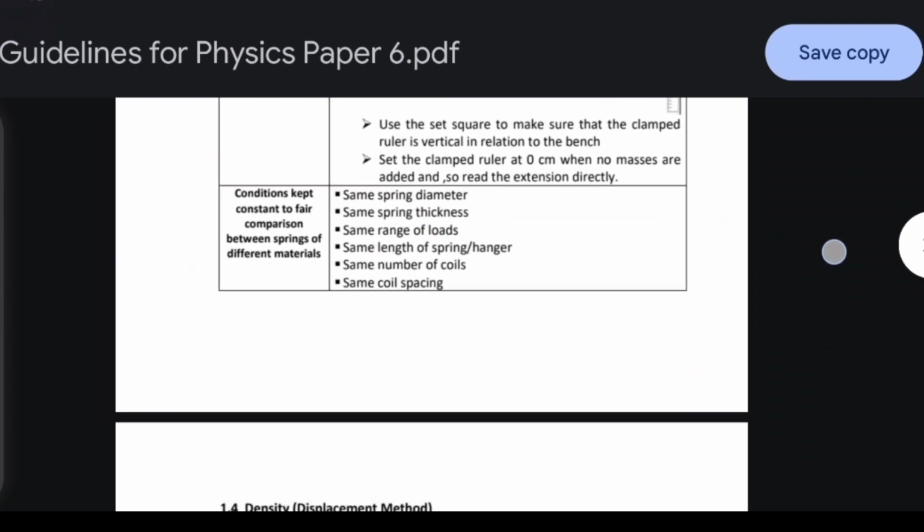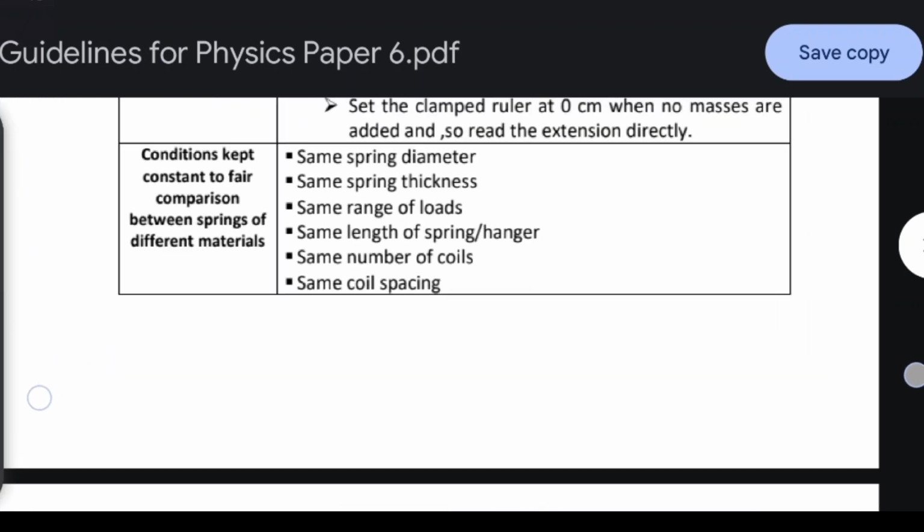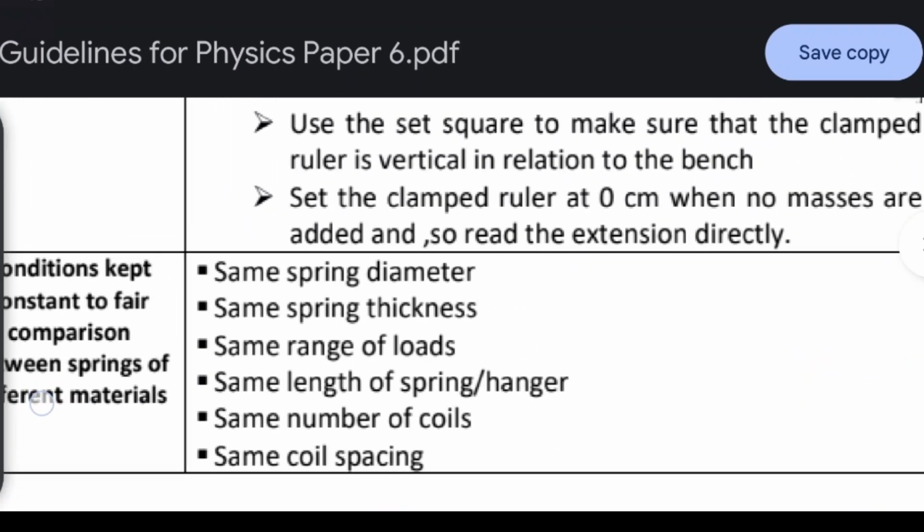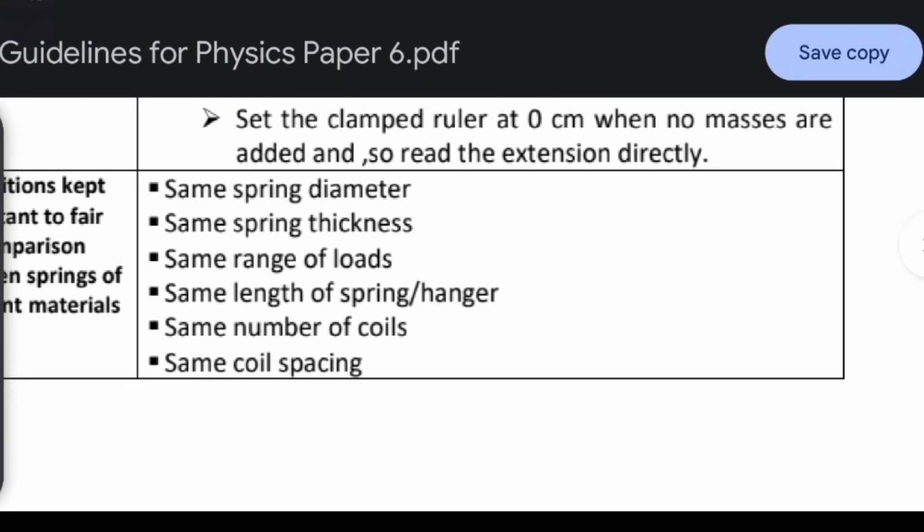Next, conditions that have to be kept constant. The spring diameter should be the same, the spring thickness, and the type of spring also you can write. Same range of loads. Same length of the spring before starting the experiment; it should stay the same for all of them. Same number of coils on the spring. It's all about the spring thickness, spring diameter, length of the spring. Then same coil spacing, the spacing between the coils.